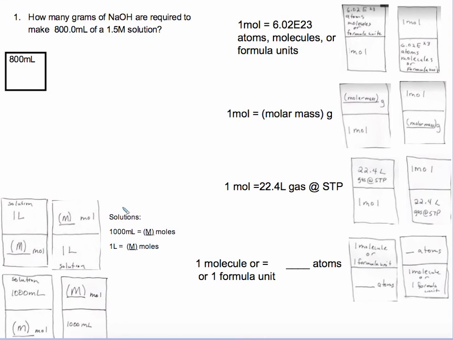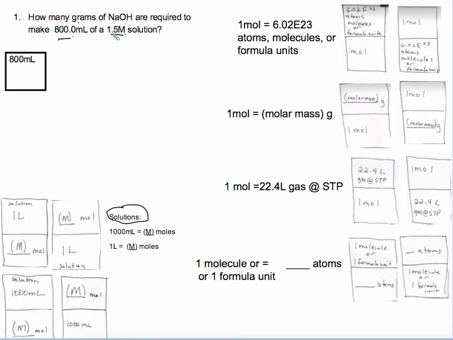Now this one I put a few more conversion factors down. These conversion factors are only for solutions, when something's dissolved in water. All right, so this says, how many grams of NaOH are required to make 800 milliliters of a 1.5 molar solution? So when you get these solution problems, you're going to get 2 numbers.